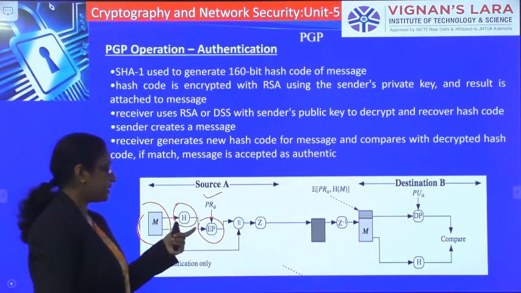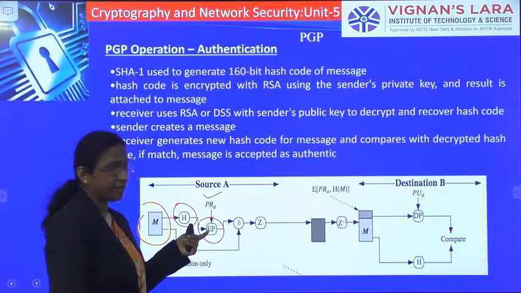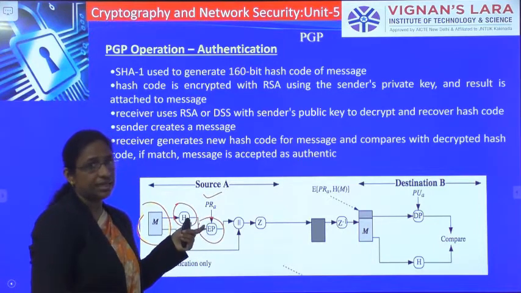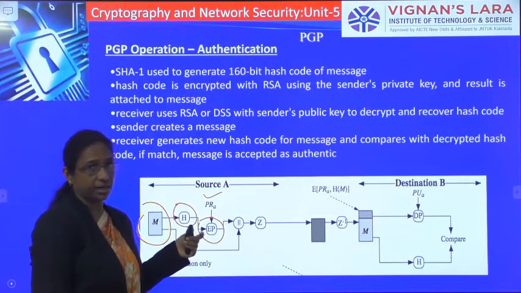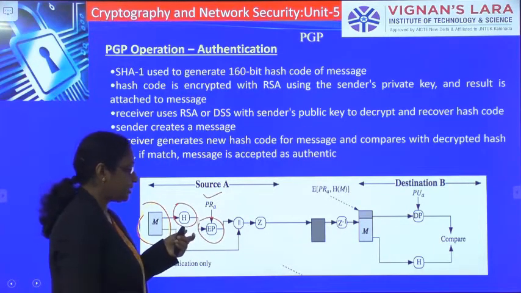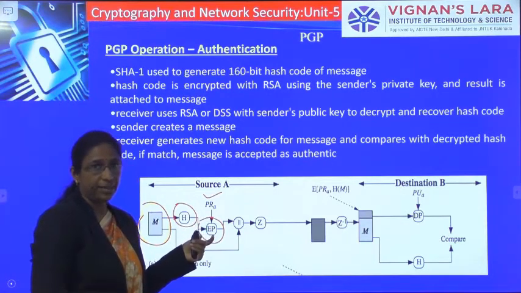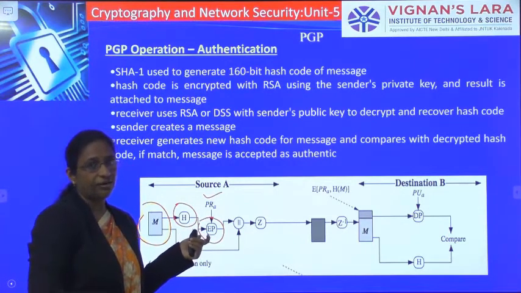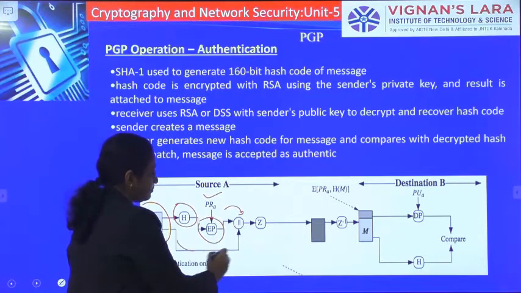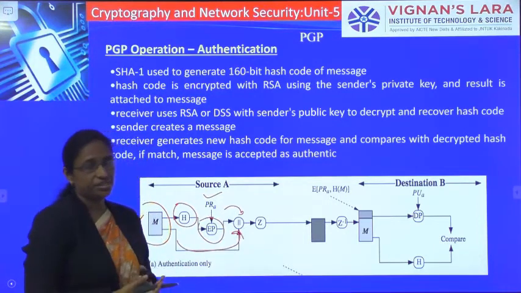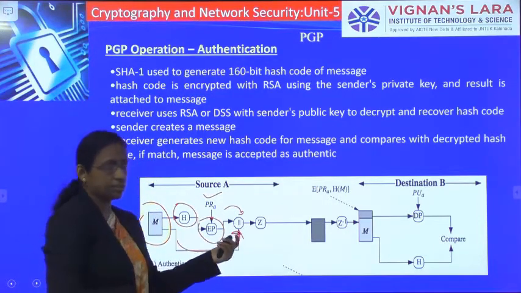This hash value is encrypted with the private key of the source by using algorithms like RSA or the Digital Signature Standard (DSS) algorithm. By using either of those algorithms, the hash value will be encrypted, and this encrypted hash value acts as a signature for authentication. Then the signature is attached to the original message.